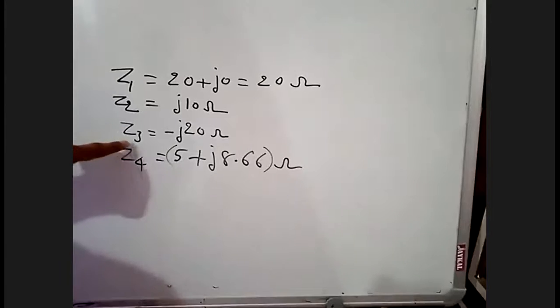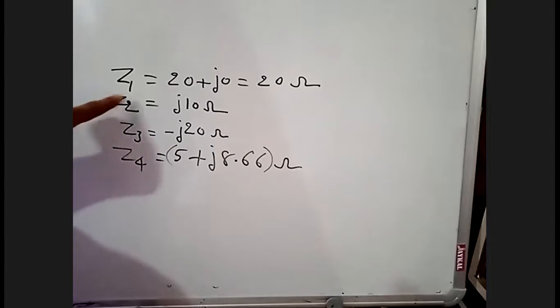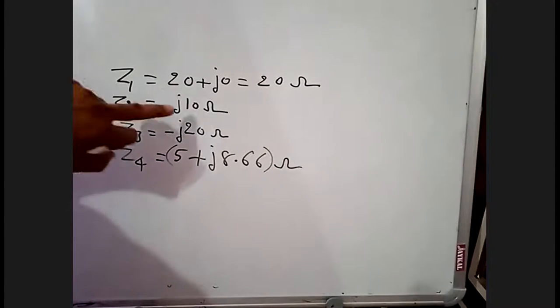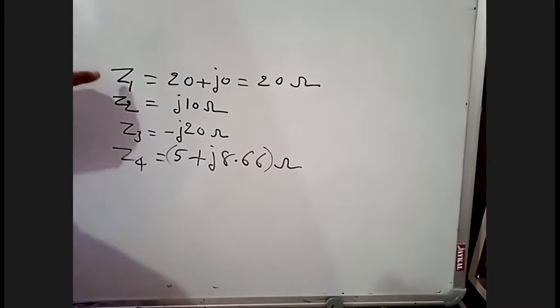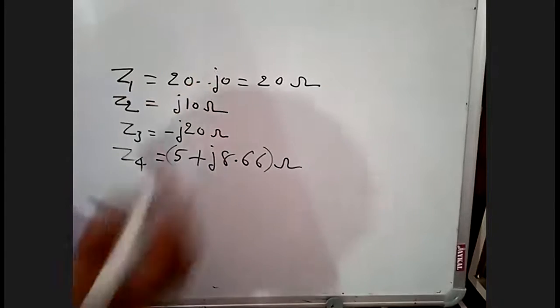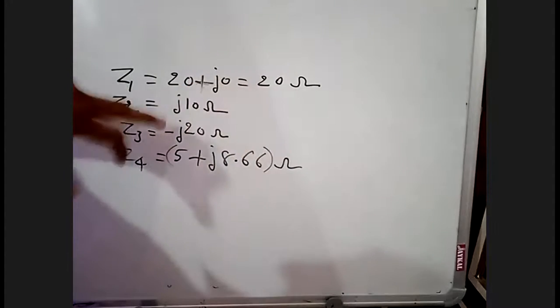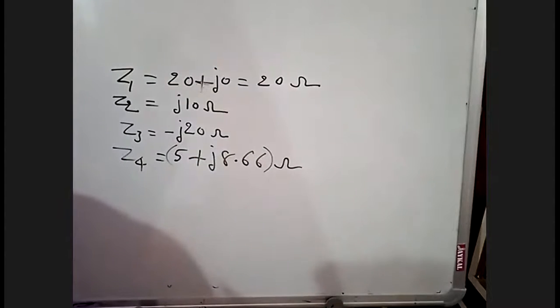In the third branch, you are having capacitance. Only capacitance is there. In the second branch, only inductance is there. For inductance, it will be plus j10. For the first branch, only resistance is given. There is no reactance. In the first branch, only 20 ohms is there. That is Z1. Is it clear?